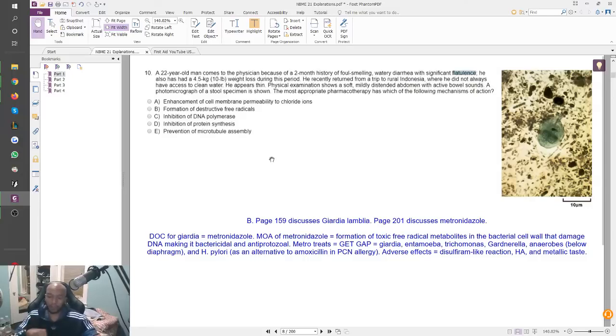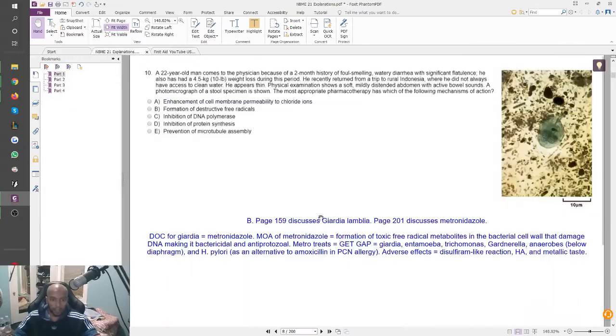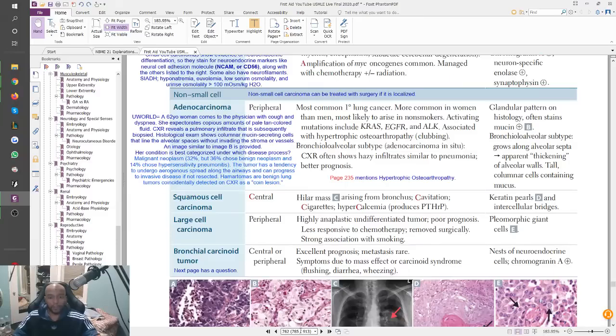So if you don't even know what the infection is, and then you don't know what the treatment is, you definitely can't figure out the mechanism of the treatment. But Giardia is treated with metronidazole. And you have to remember this for yourself in any way you can. Page 159. But Sketchy Micro is what I've mastered it with, right?